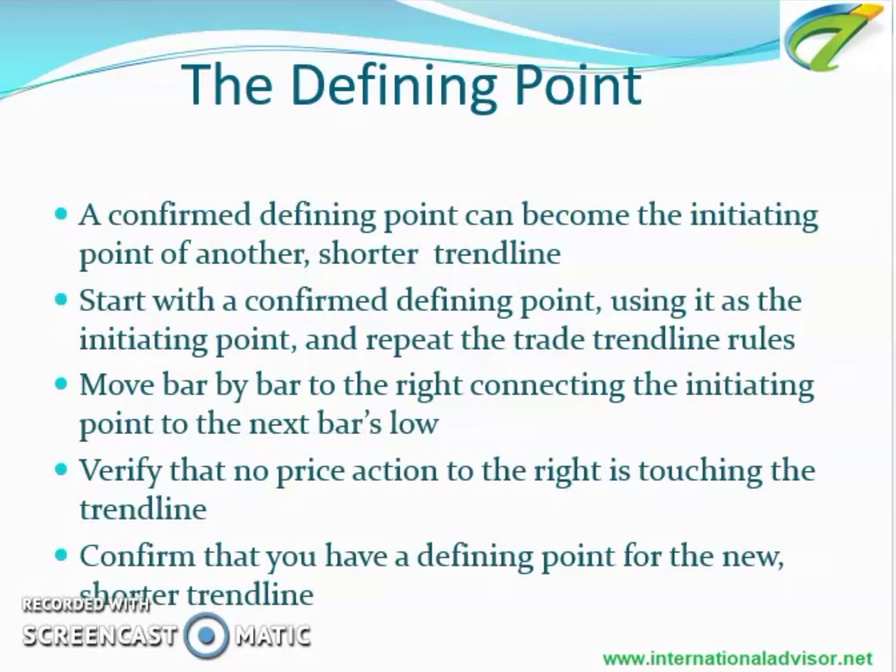Start with the confirmed defining point, using it as the initiating point, and repeat the trend line rules. Move bar by bar to the right, connecting the initiating point to the next bar's low. Verify that no price action to the right is touching the trend line. Confirm that you have a defining point for the new shorter trend line.